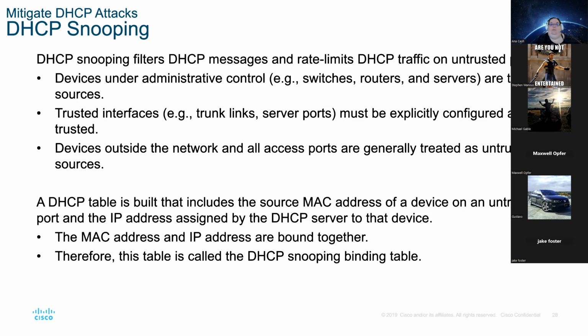A DHCP table is built that includes the source MAC address of a device on an untrusted port and the IP address assigned by the DHCP server to that device. The MAC address and IP address are bound together. Therefore, this table is called the DHCP snooping binding table.